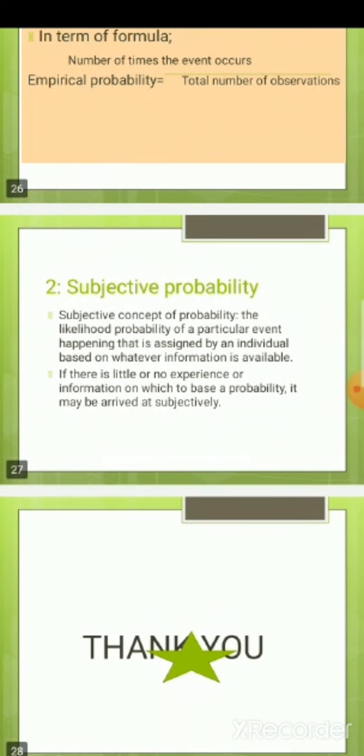Number 2, subjective probability. Subjective concept of probability: the likelihood of a particular event happening that is assigned by an individual based on whatever information is available. If there is little or no experience or information on which to base a probability, it may be arrived at subjectively.